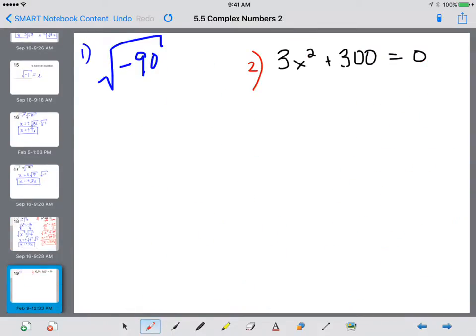Alright, we want to be able to simplify as in number 1 or solve an equation as in number 2 here. So if you want to pause the video, try these on your own to see if you are getting it. I will reveal the answers in a second. So pause the video now.